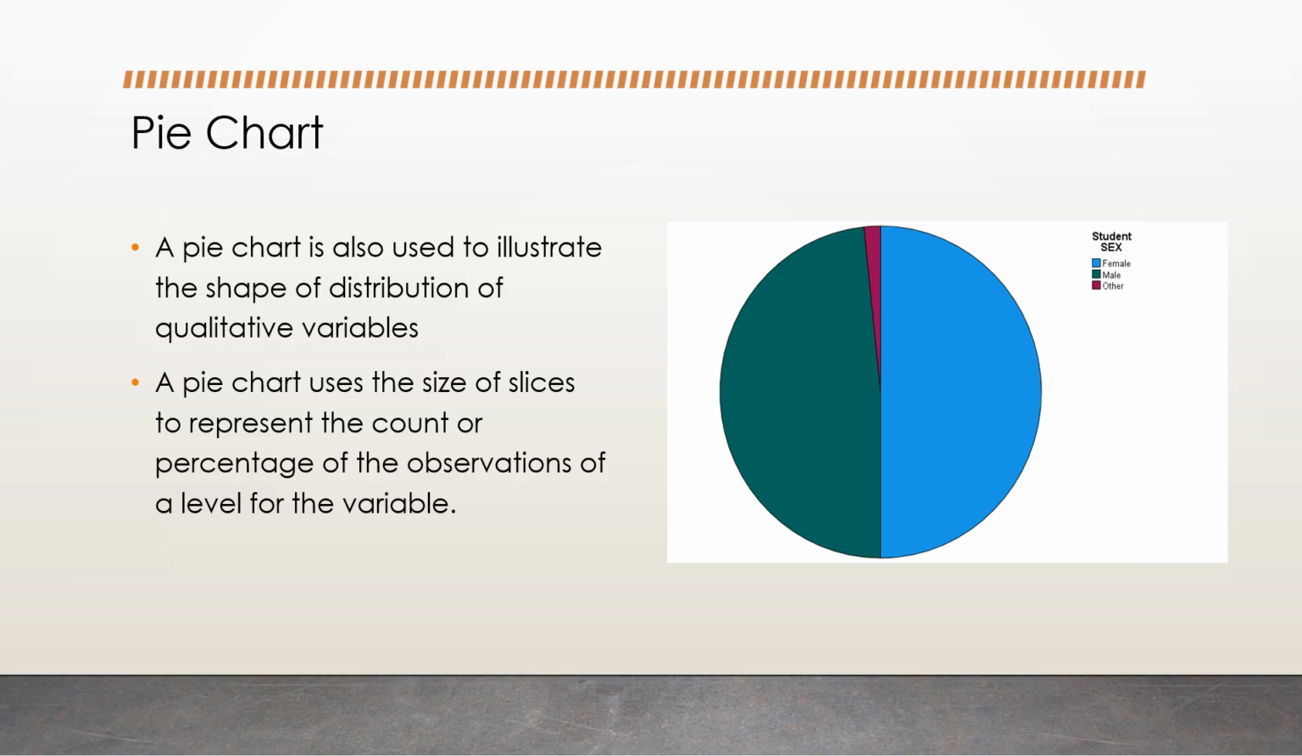A pie chart offers another way to illustrate the distribution of qualitative variables. The number of slices corresponds to the number of categories, and the size of each slice represents the count or percentage of observations in that category. That's why the slice for the non-binary category appears so small.